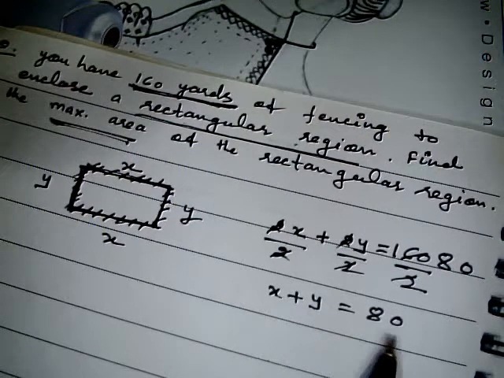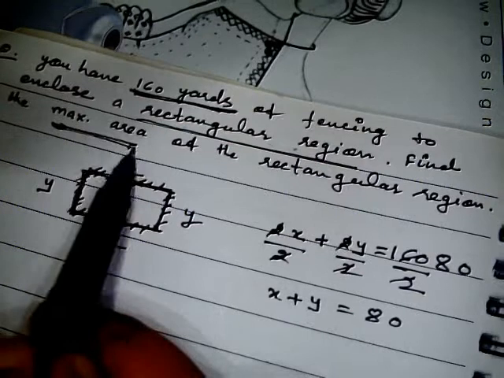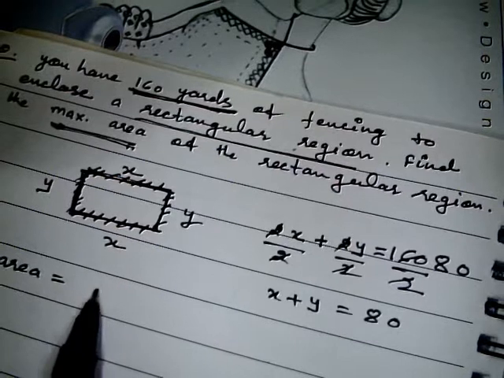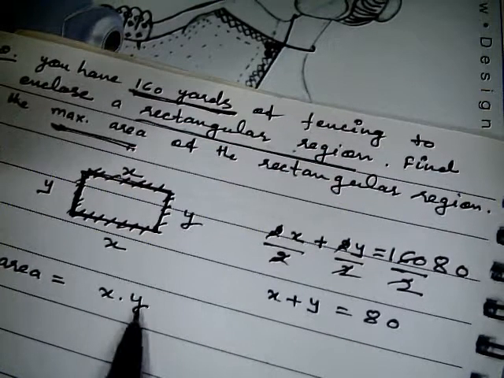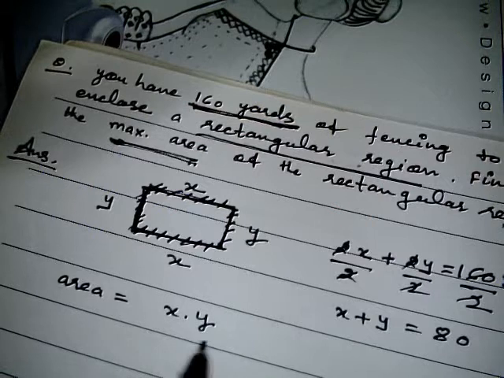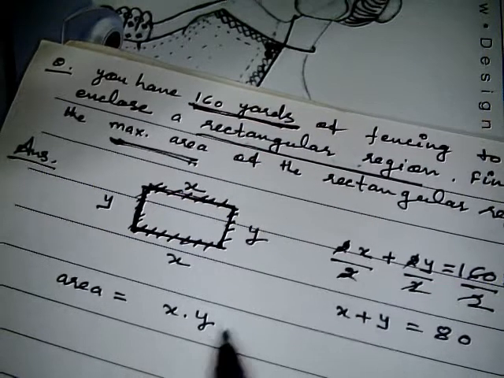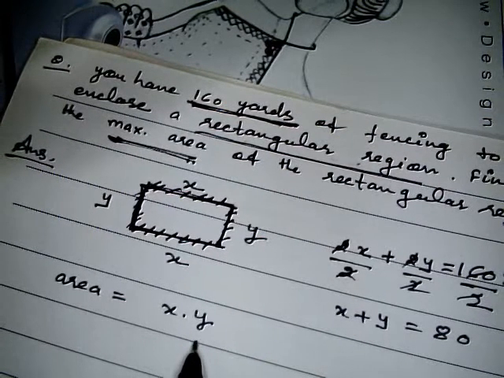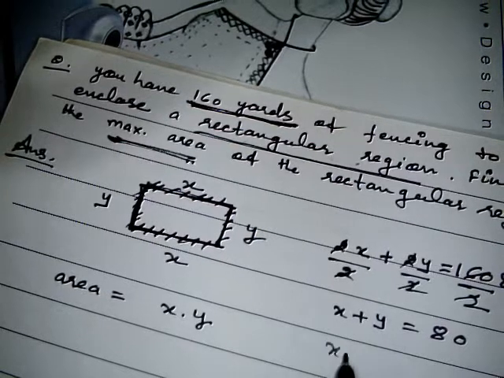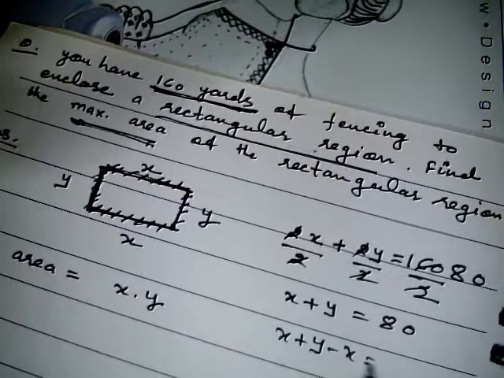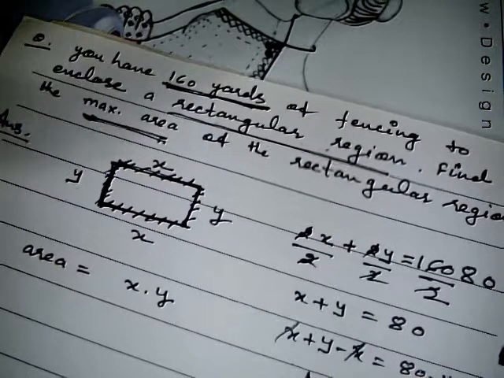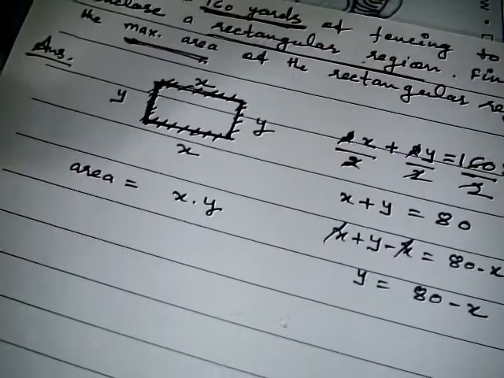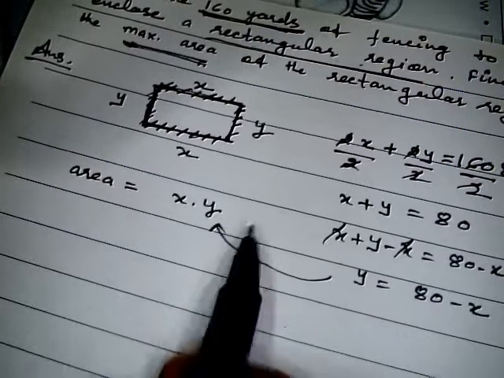Now what we need to find out is the area. So we know the area of a rectangle is length times width, so x times y. This is going to be your function whose maximum value I need to calculate, so I need to convert this into one function. To do that, I take the help of this relation. From here I am going to write y in terms of x: y equals 80 minus x. Now this value I am going to plug in over here, so it is going to be x times 80 minus x.